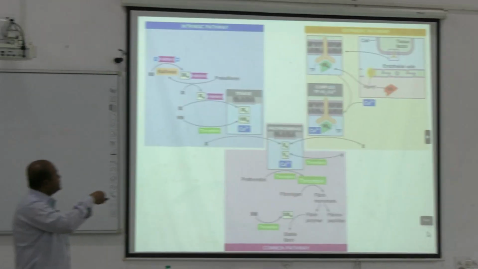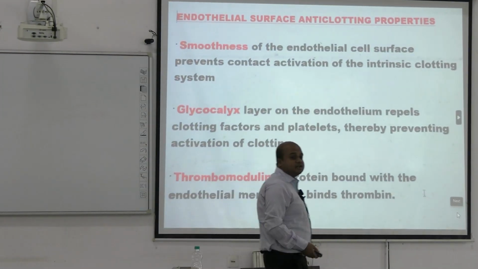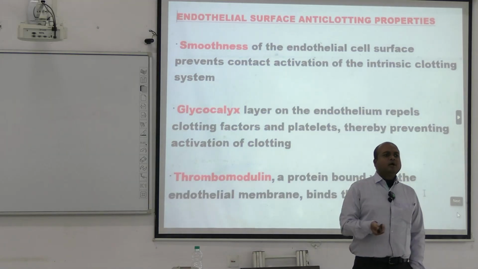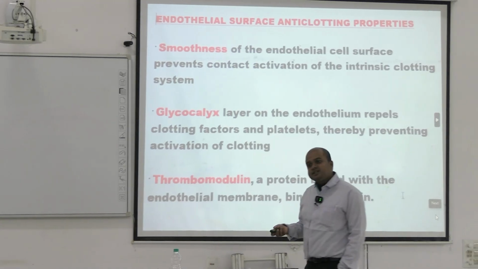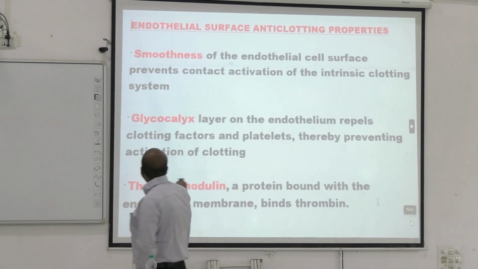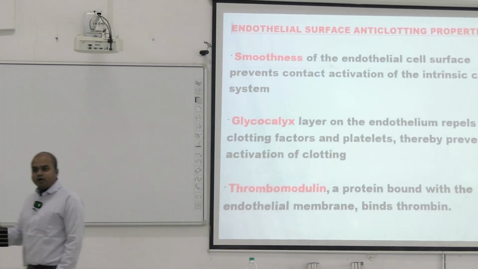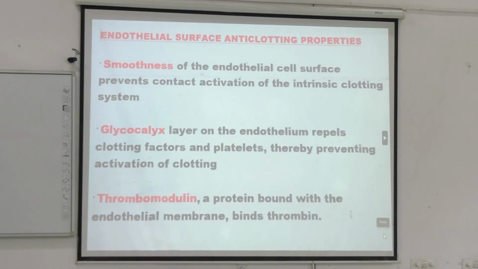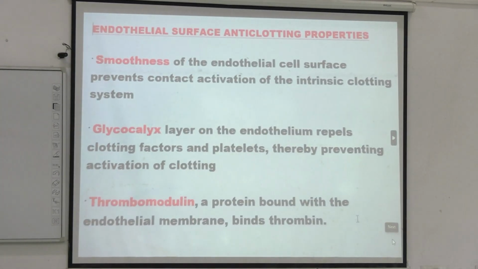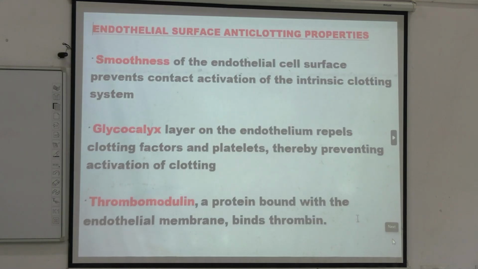We will discuss one or two lines more about this. First we talk about the endothelial surface properties which help in maintaining the blood in the fluid state. First is the smoothness of the endothelial surface itself. This prevents contact activation. The von Willebrand factor, collagen, laminin all come into action when the endothelium is breached. Before the endothelium is breached, the smooth surface does not induce the clotting process. Smooth surface actually prevents this clotting phenomenon.